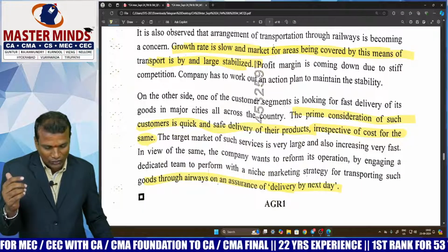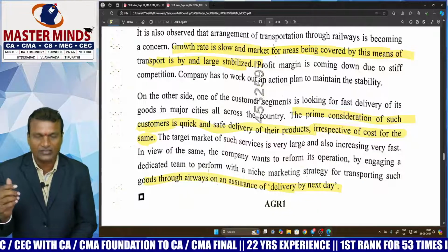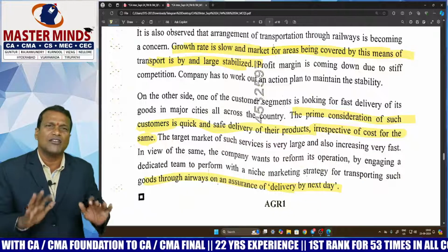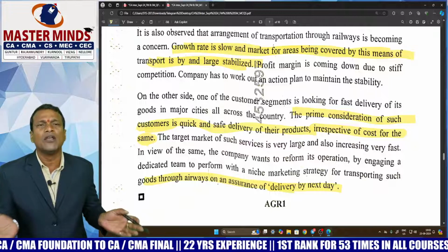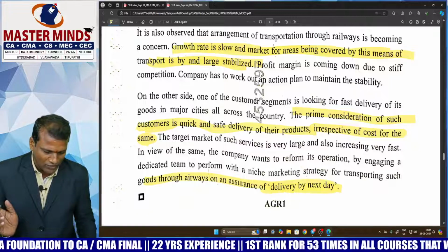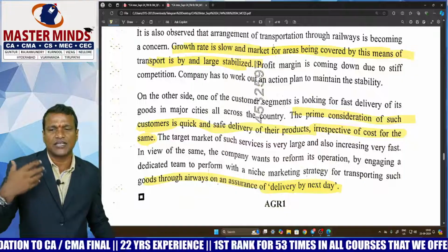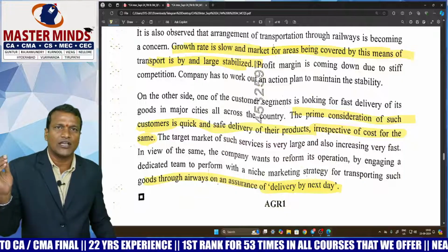Look at this next keyword. Prime consideration for customers is they want quick and safe delivery of products, even if you charge more price from them also. For this, they have proposed a plan called delivery by next day. Instead of railways, they have selected airways for the quick delivery of goods to the customers.